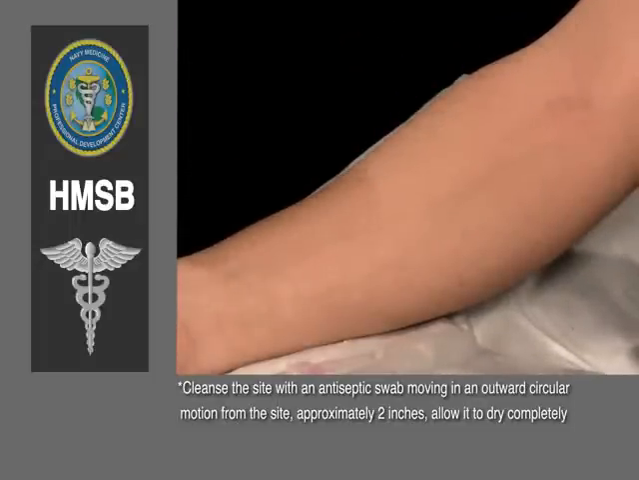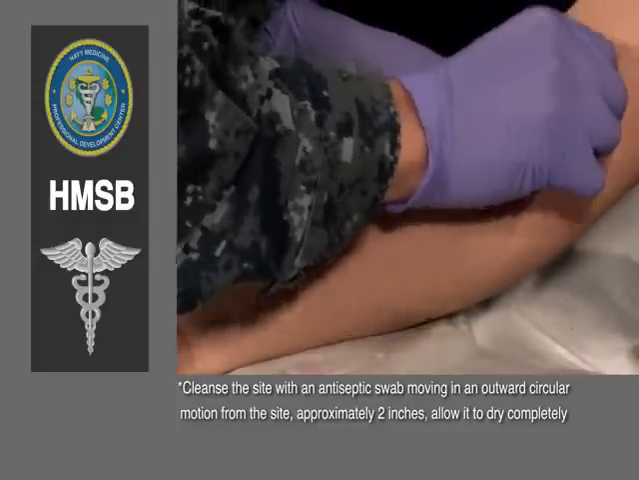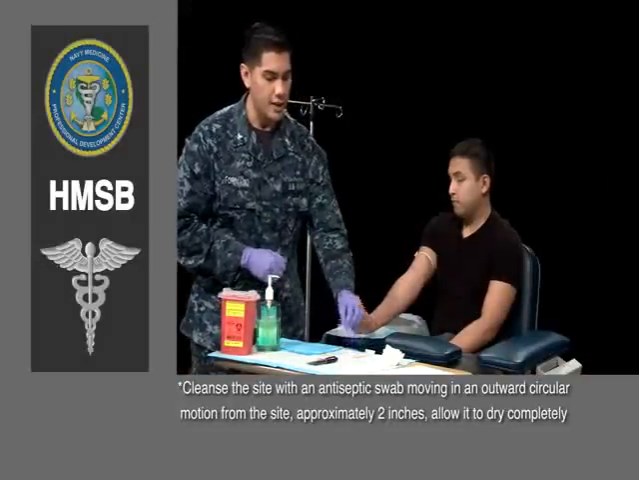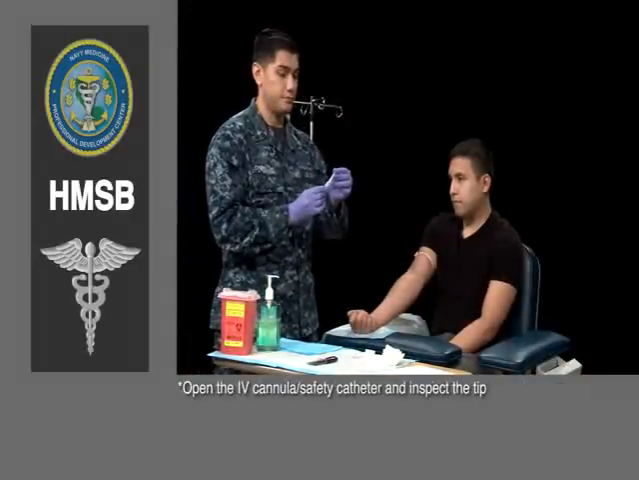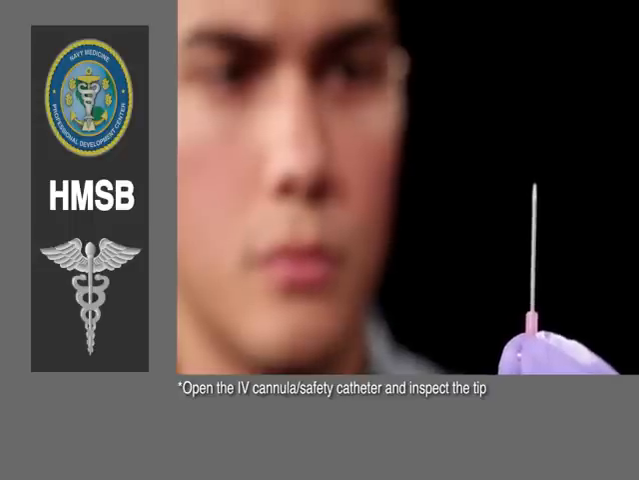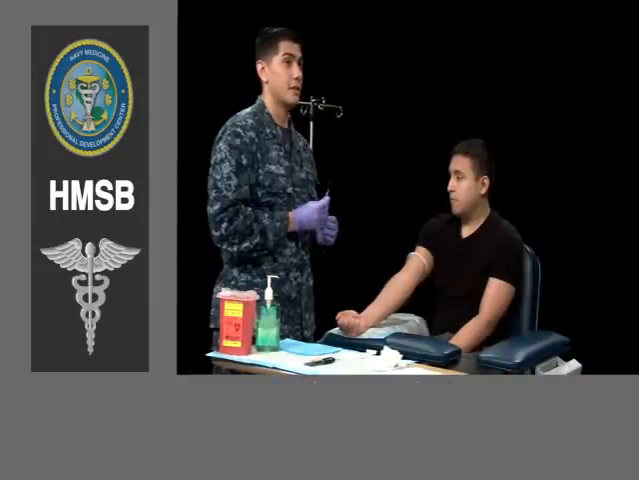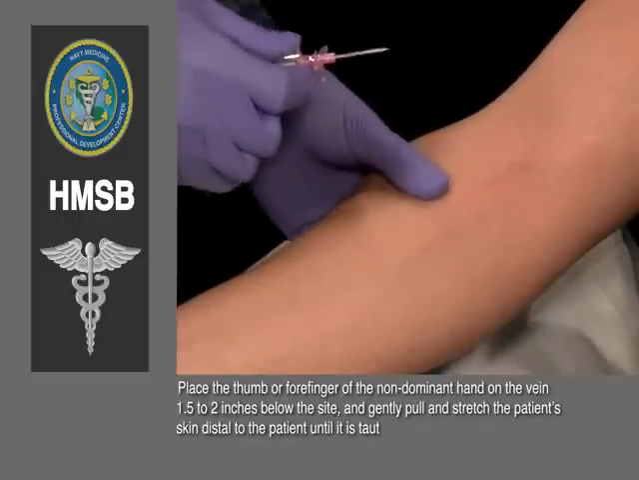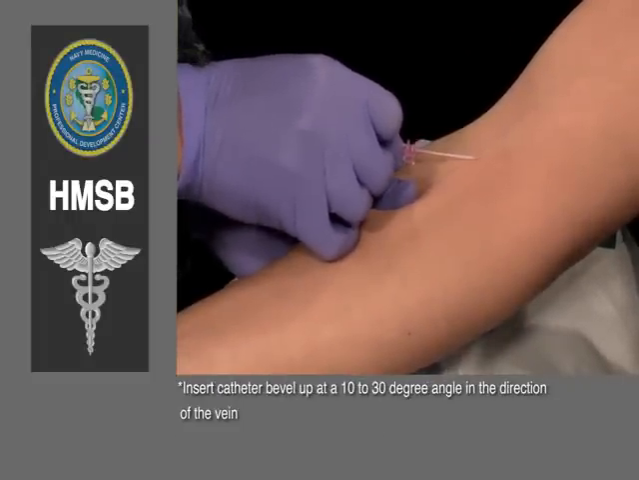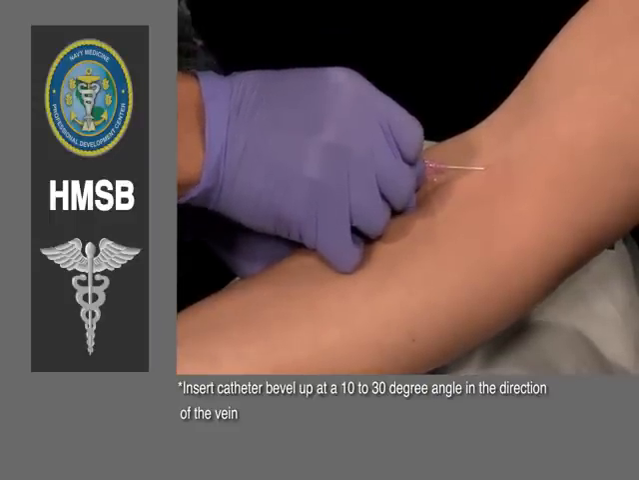I'm going to cleanse the site by using an antiseptic swab. I'm going to clean outward in a circular motion 2 inches in diameter. While the site is drying completely, I'm going to prepare my IV catheter and inspect the tip. Before inserting the IV, I'll use my thumb and forefinger to secure the vein and pull the skin taut. I'm going to insert the needle, bevel up at a 10 to 30 degree angle.